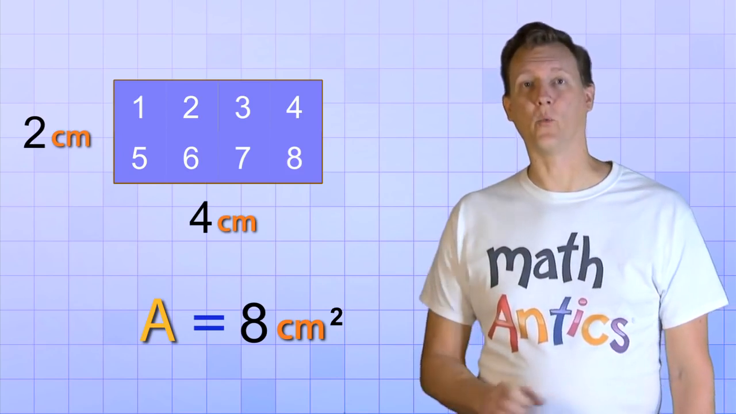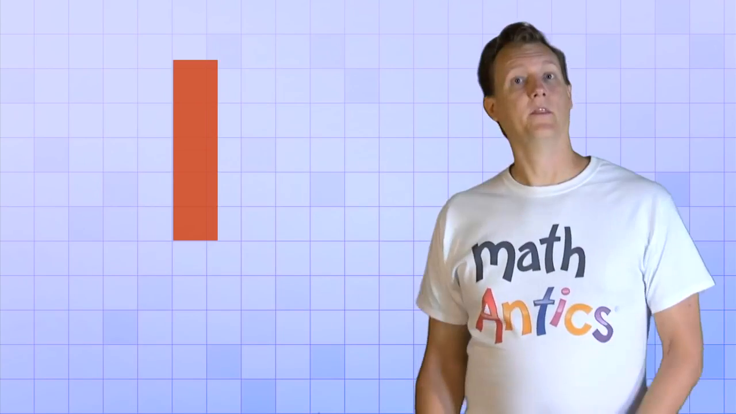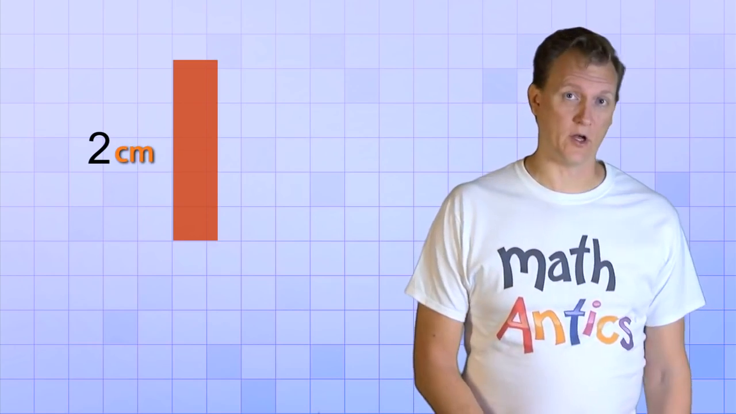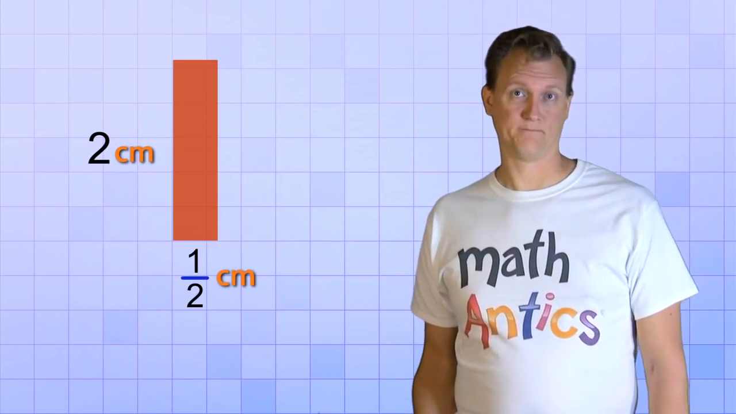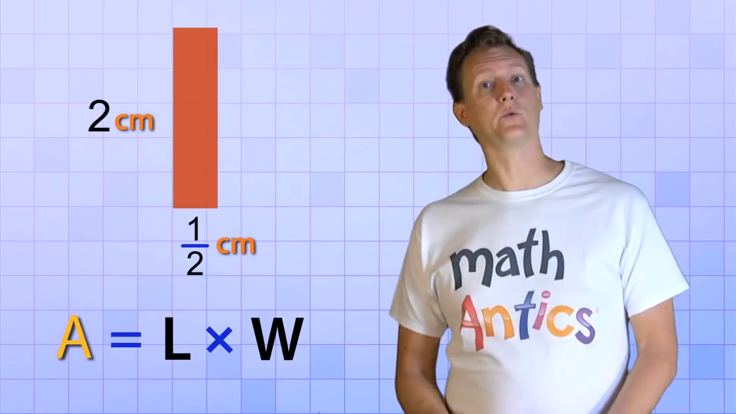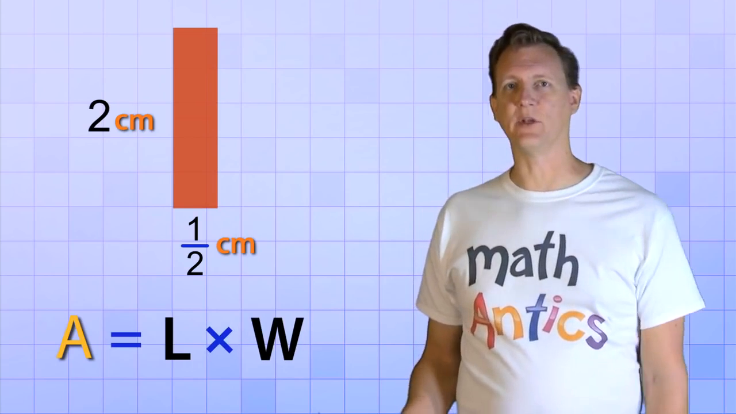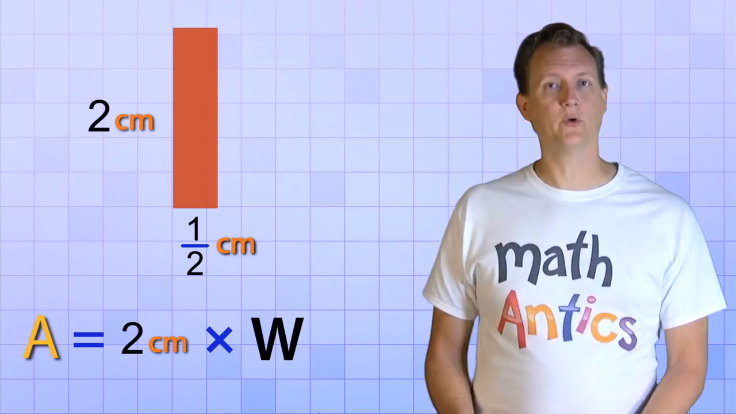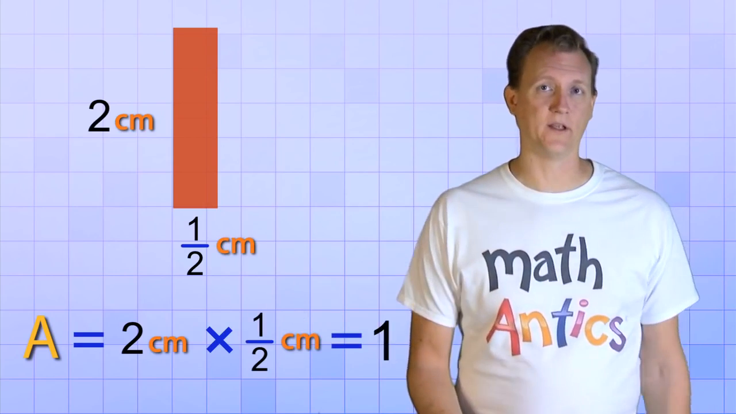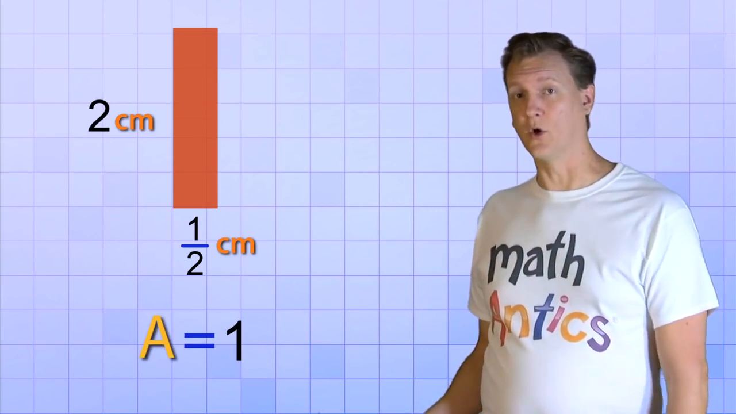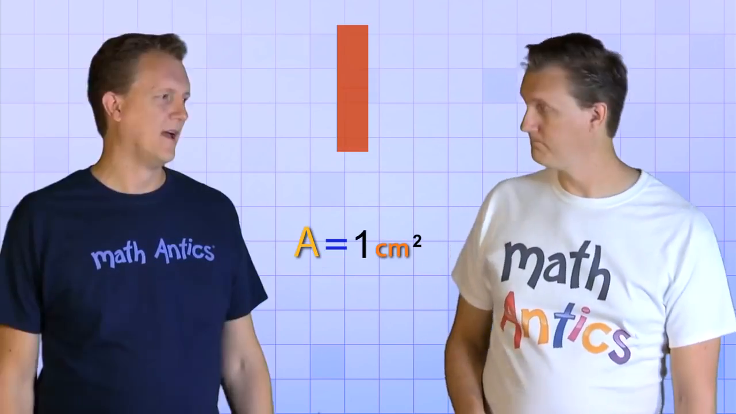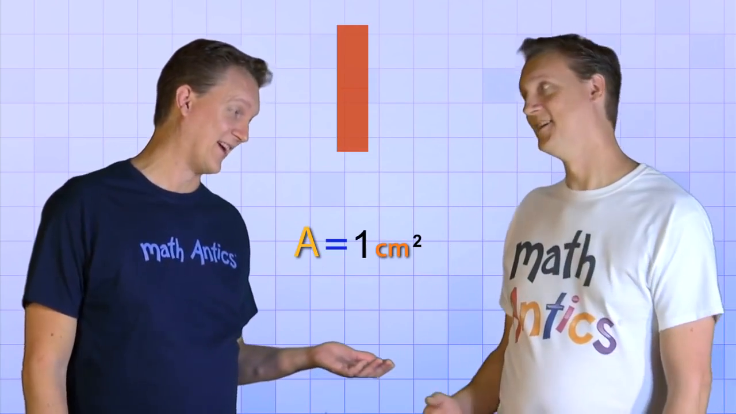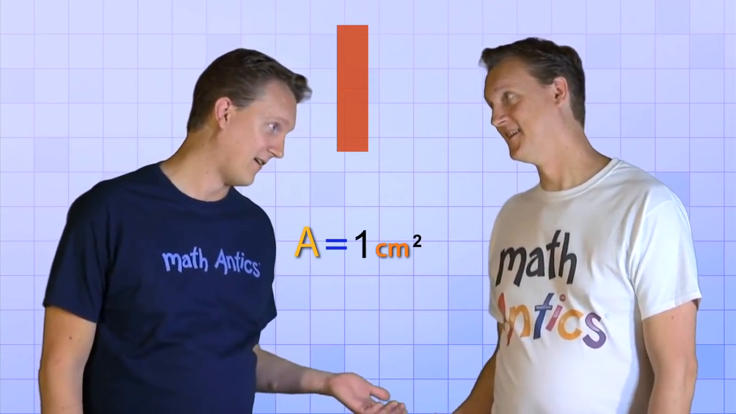Let's try our formula on one more rectangle. This rectangle is 2 centimeters long, but only half a centimeter wide. And our formula, area equals length times width, tells us that we just need to multiply these two sides together to get our area. 2 times 1/2 equals 1. So this rectangle is also 1 square centimeter. How could that be a square centimeter? It's not even a square.